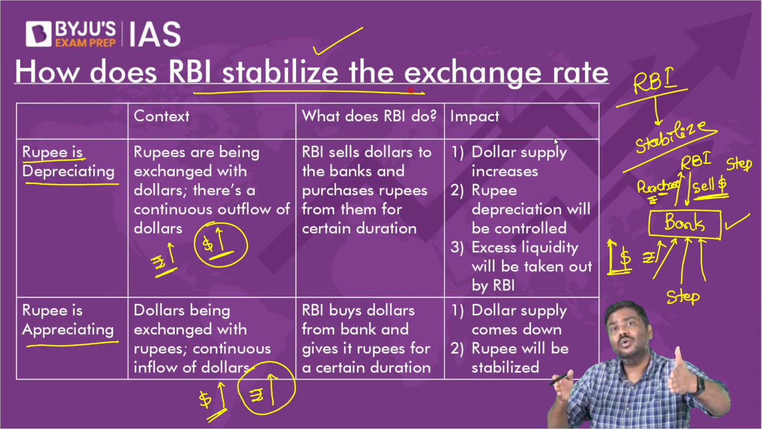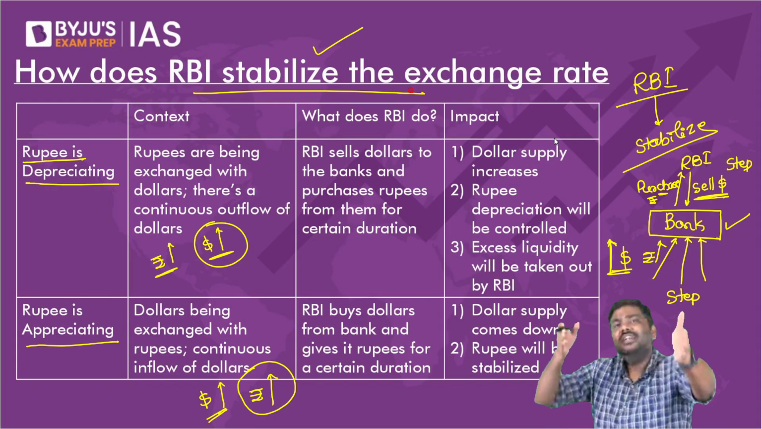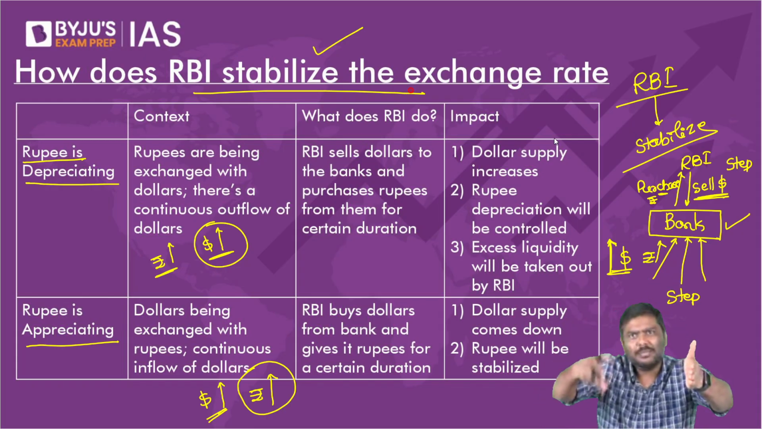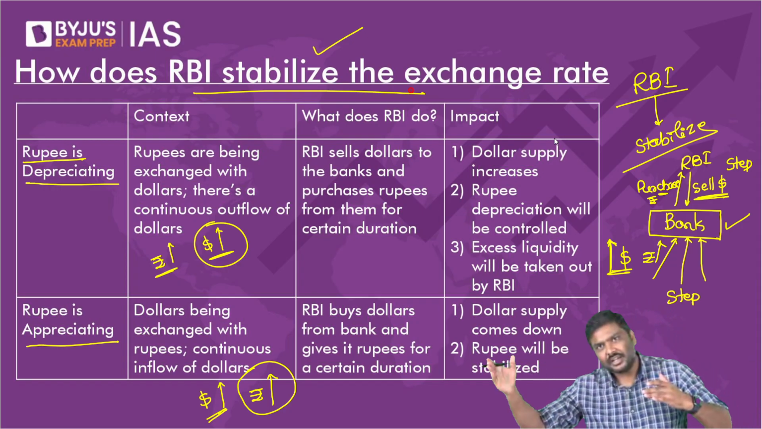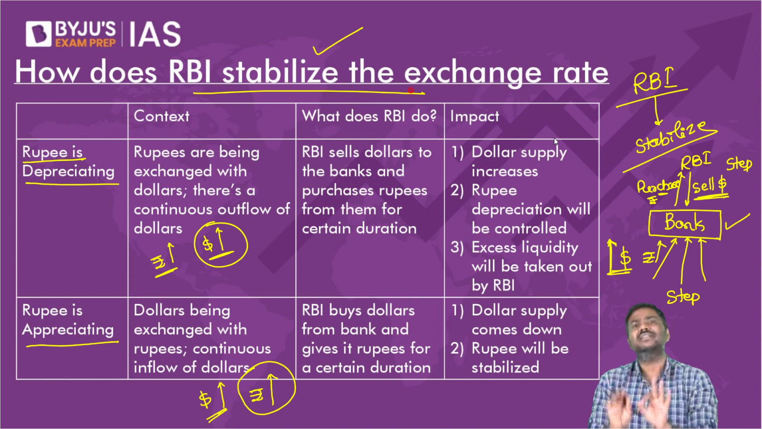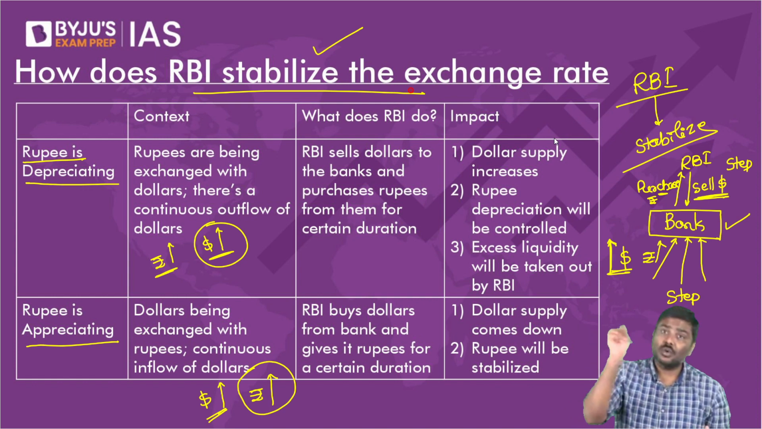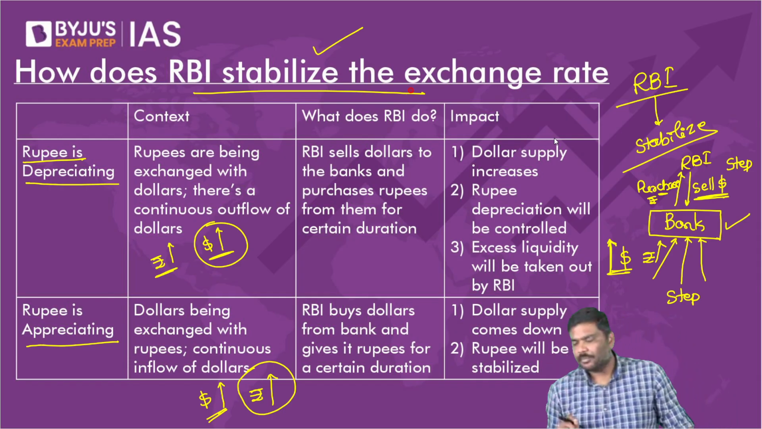So supply of rupee increases means demand for dollar is very high. What does RBI do? Supply of rupee is very high, so RBI will purchase rupees. Demand for dollar is very high, so RBI will supply dollars to the market. That's it. Right? Exactly opposite to what is happening in the market. That is the role of RBI.